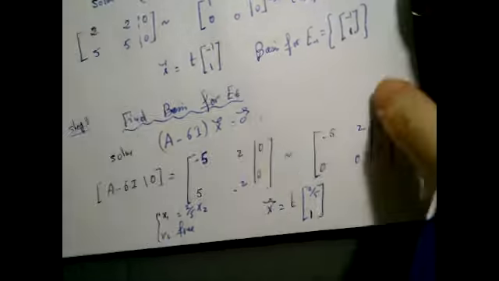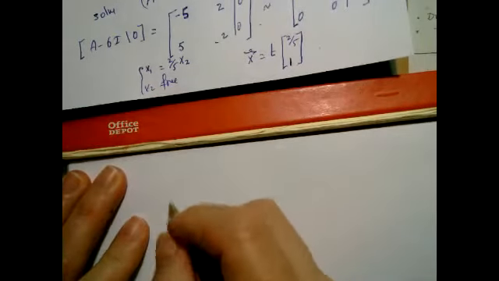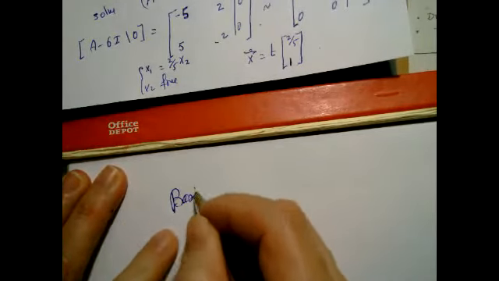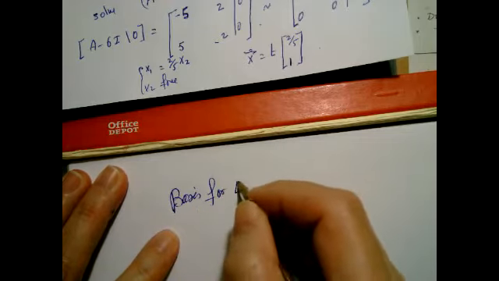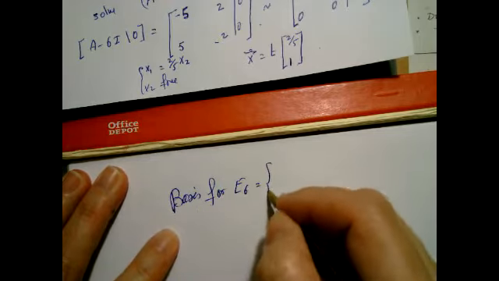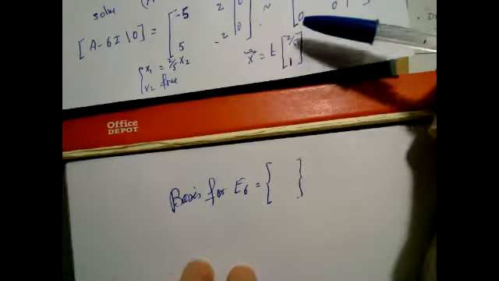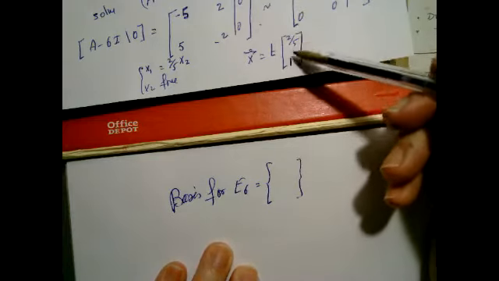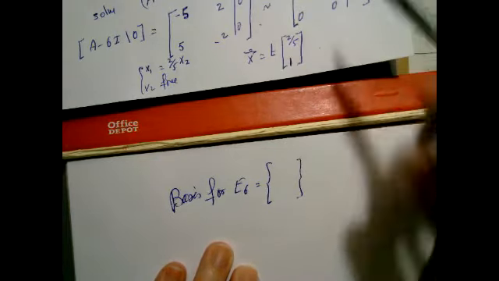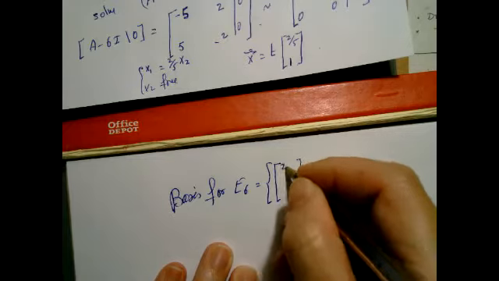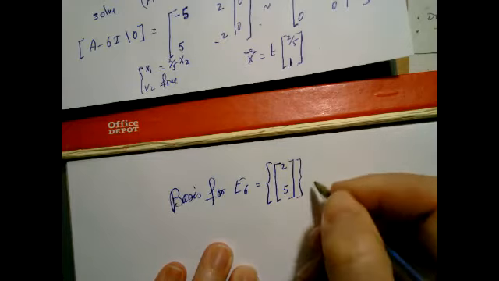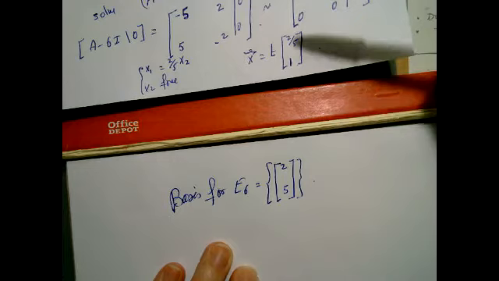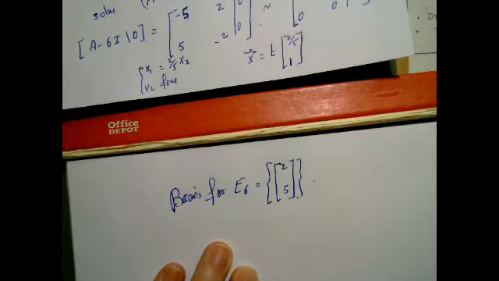Okay. So a basis for E6 is... Now you have your choice of basis. You can pick (2/5, 1) as a basis, or because fractions are not fun to work with, you can take (2, 5) as the basis. It's just easier to work with. Or (2/5, 1), you're free to take any one of them.